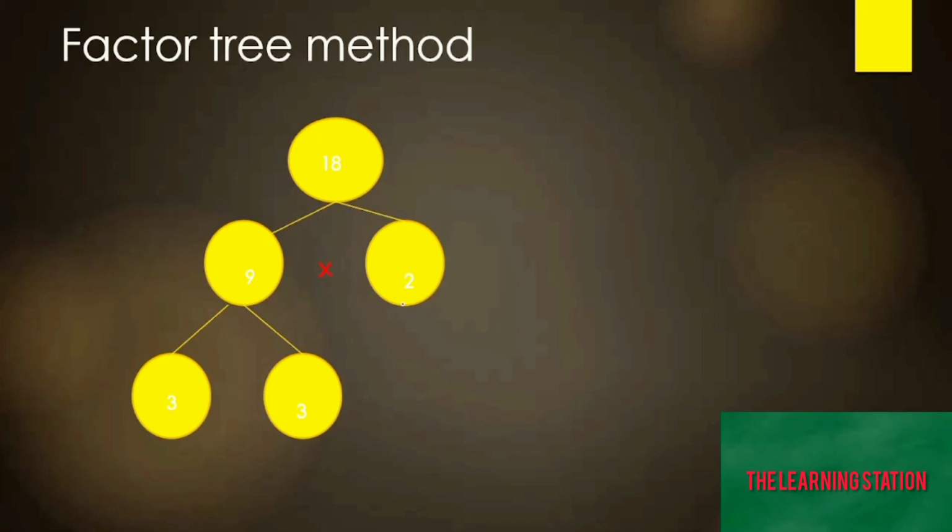Now 2 is a prime number. We cannot further divide it. We already know it. But of course we can divide 9 because 9 comes in the table of 3 also. So make another 2 branches and write the factors of 9, which is 3 into 3, and that becomes our factor tree.